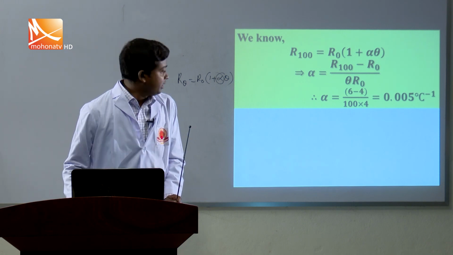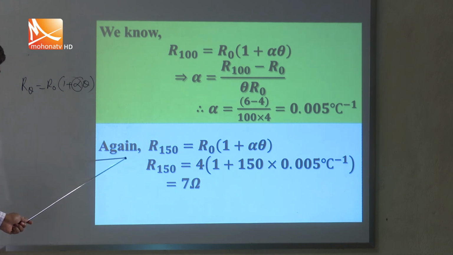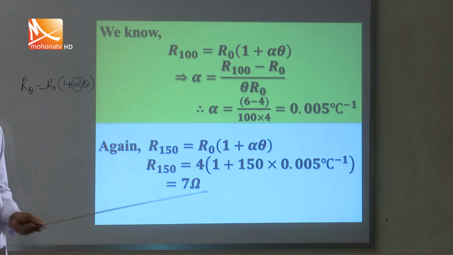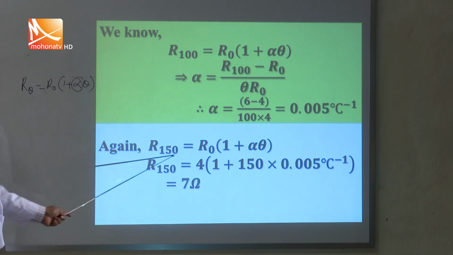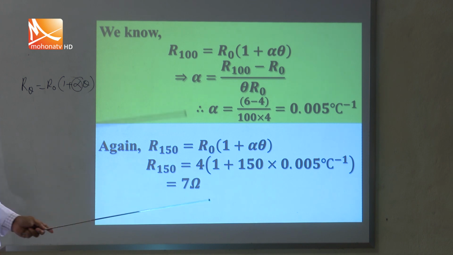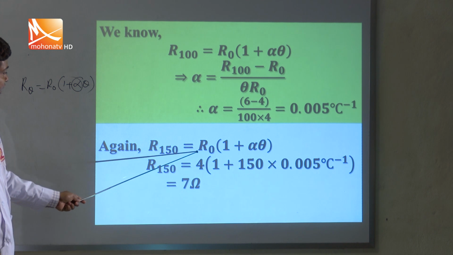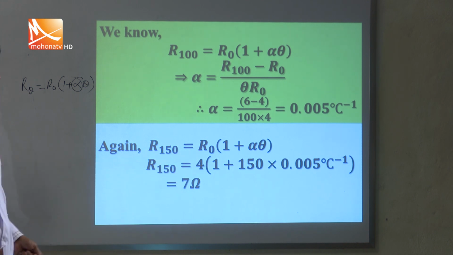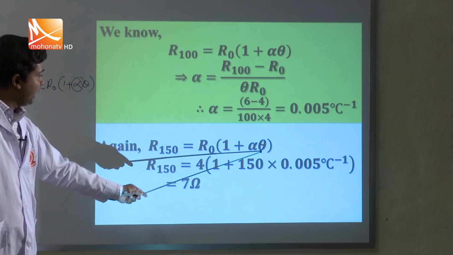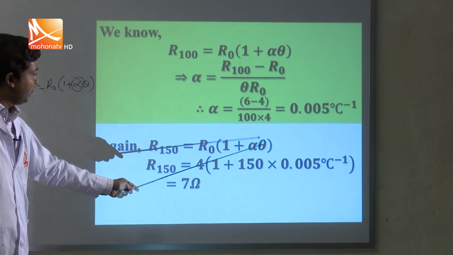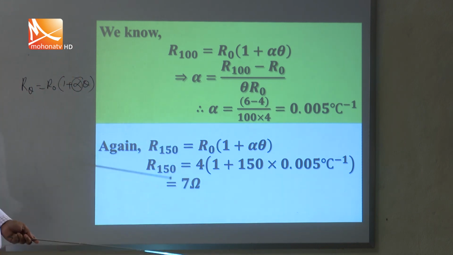Now, just have a look at my next slide, and this is again 150. So, this is the calculation that I have already told. R150, where 150 is the temperature that denotes theta, equals R naught (1 + alpha theta). In this case, R naught is the initial resistance at 0 degree, 4 as given, and 1 for simple mathematics, and theta is 150 degree Celsius, and alpha is calculated in my previous slide.